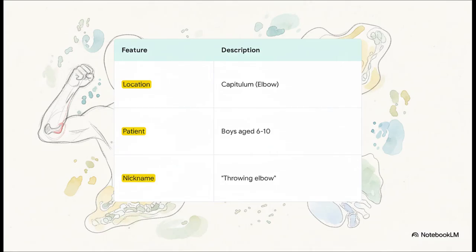Okay, moving on down the arm to the elbow, we have Morbus Panner. This is a classic one. It affects the capitulum, and you'll almost always see it in young boys, think 6 to 10 years old, who are super active in sports that involve throwing.